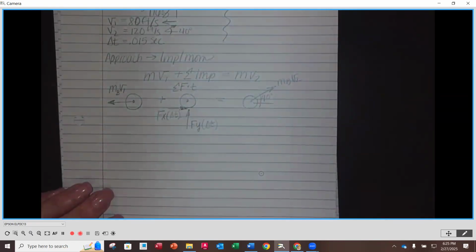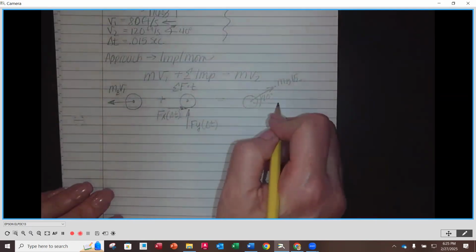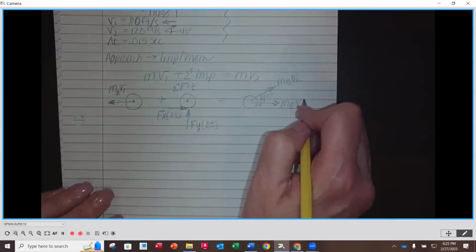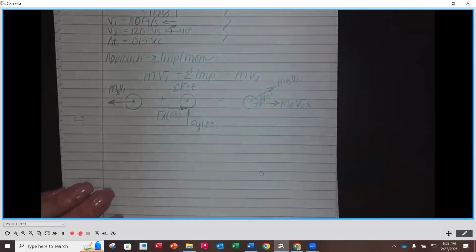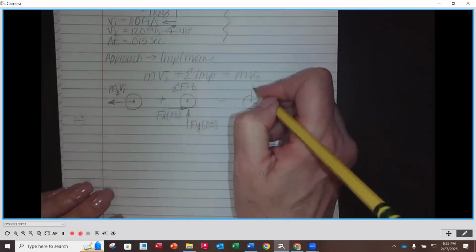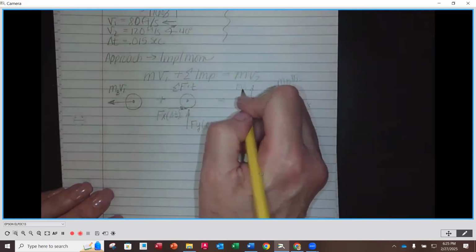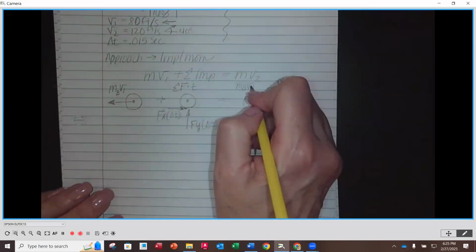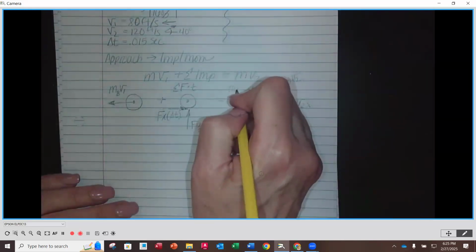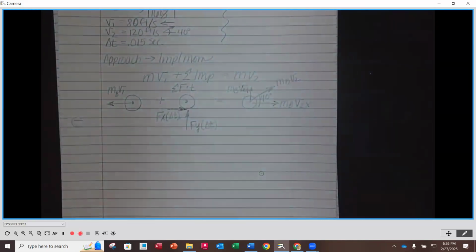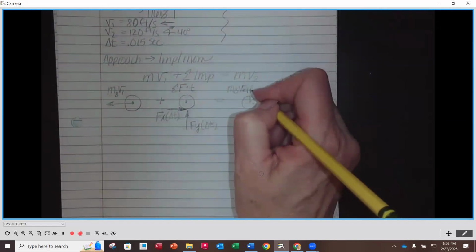Now, because that's at an angle and we deal with horizontals and verticals, we are going to have the mass of the ball times velocity 2x in that direction. And then we're going to have the mass of the ball times velocity 2y, so the y component going up.